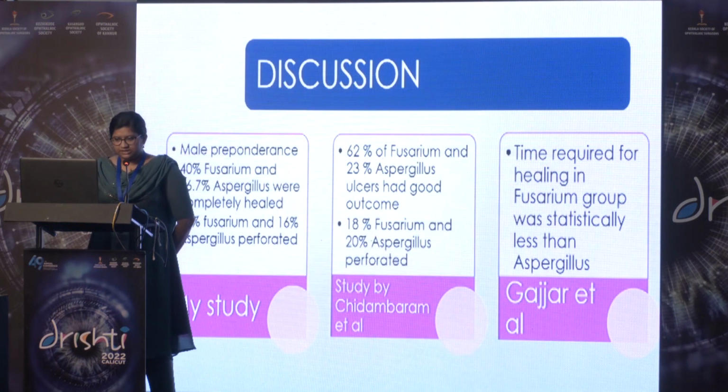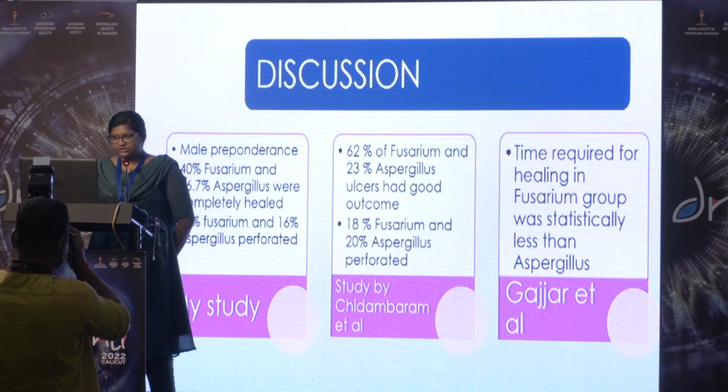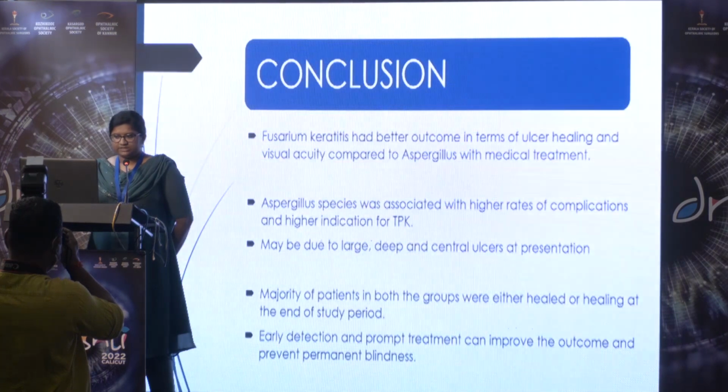And coming to the discussion, in my study there was a male preponderance, and 40% of Fusarium and 26% of Aspergillus were completely healed, compared to the parent study, where 62% of Fusarium and 23% of Aspergillus had a good outcome. 10% of Fusarium and 16% of Aspergillus perforated in my study, compared to 18% of Fusarium and 20% of Aspergillus in the parent study by Chidambaram et al. And in a study by Gajar et al., the time required for healing in the Fusarium group was statistically less than Aspergillus.